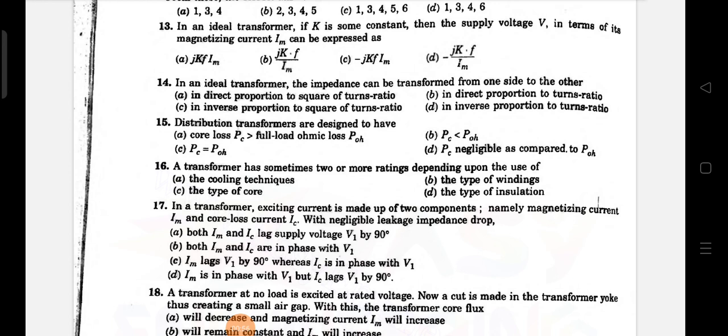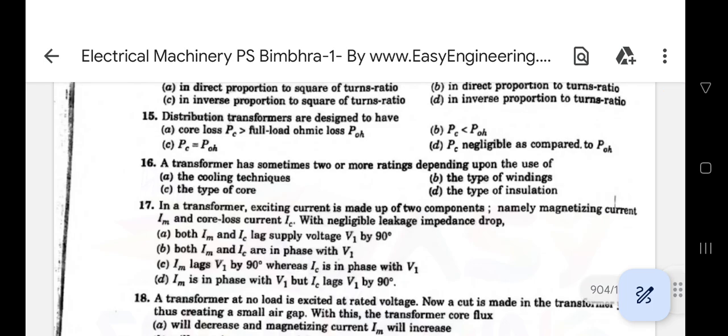Next, distribution transformers are designed to have: option A, core loss is greater than full load ohmic loss; option B, core loss is less than ohmic loss; option C, core loss is equal to ohmic loss; option D, core loss is negligible as compared to ohmic loss.